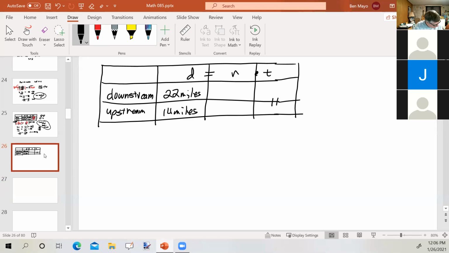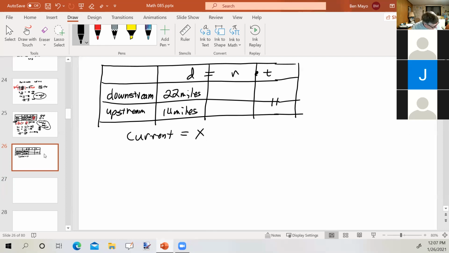Now, it says a boat that travels 18 miles an hour in still water. So that's without any current helping it or hurting it. Okay. It can go 18 miles an hour. It can travel 22 miles downstream in the same time it takes to travel 14 miles upstream. Find the speed of the current of the river. All right. How about if we let the current equal x?